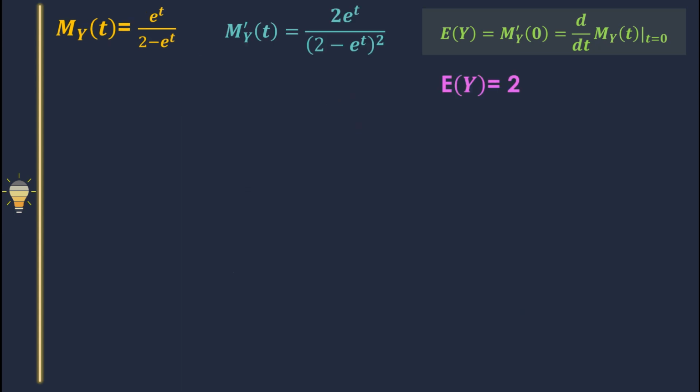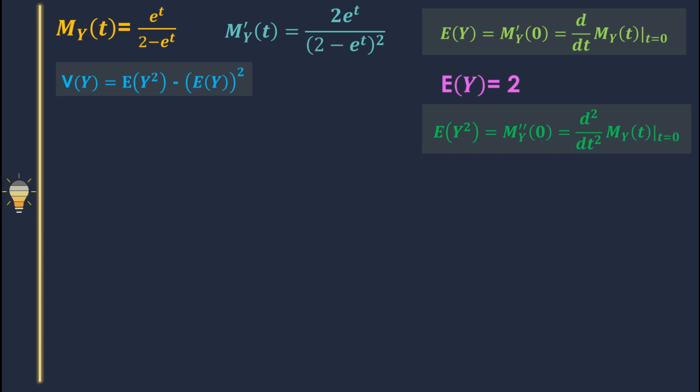Now we have the expected value of Y. Then what is next? I am going to explain how to find the variance of Y. We know the variance of Y equals the expected value of Y squared minus the expected value of Y, whole squared. We already know the expected value of Y, but we need to find the expected value of Y squared. How do we find it using the moment generating function? We get the second derivative of the moment generating function with respect to t and plug in t equals 0. That is the expected value of Y squared.